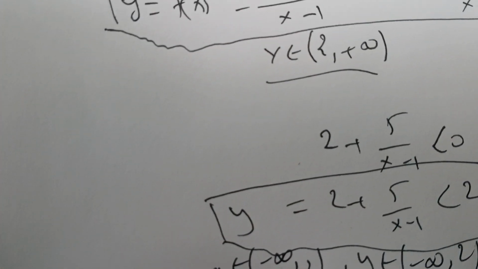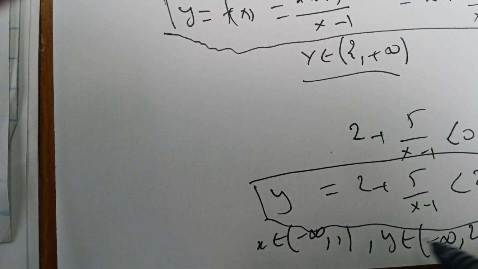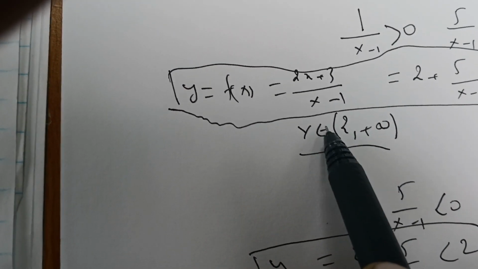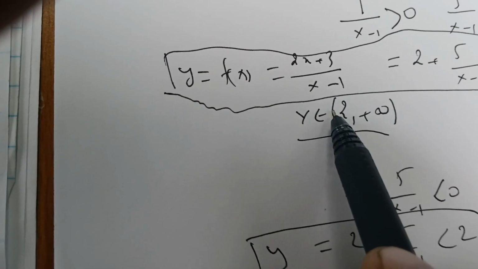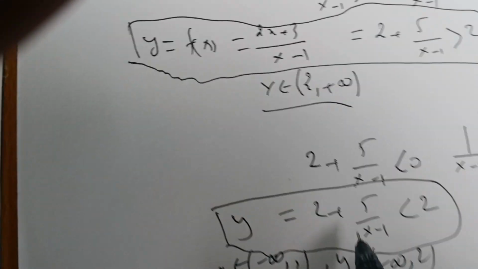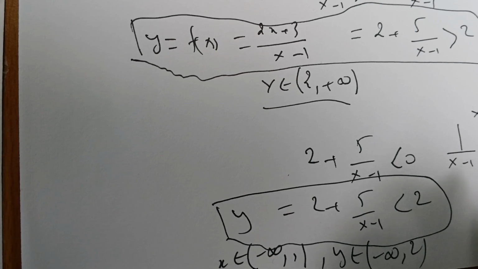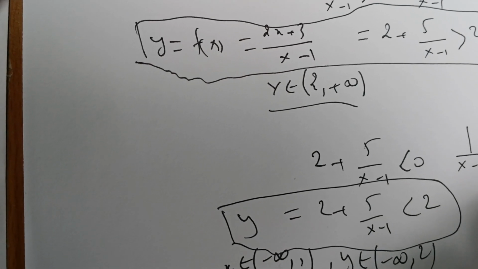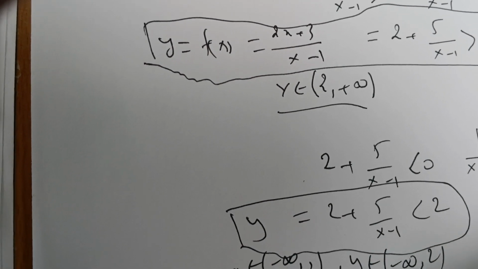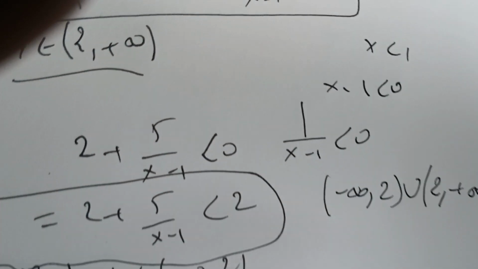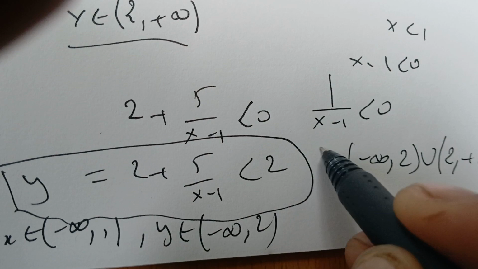That means the range of this function is: when x is bigger than 1, y is in here. When x is less than 1, y is in here. So in general, for any x, the range is minus infinity to 2, union 2 to plus infinity. So this is the range.